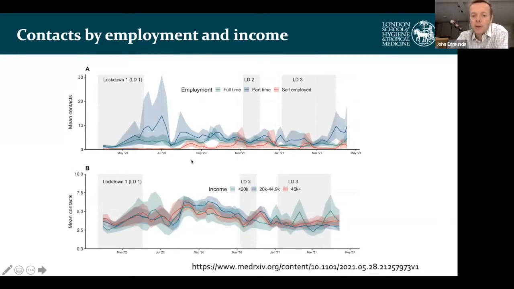This is also just looking at different working patterns. So the top panel is looking at individuals in part-time or full-time work and so on. And you can see that the people who are in part-time work, which is the blue, tend to make higher numbers of contacts than others in the community. And the bottom panel is looking at income levels, and they don't seem to be very well correlated with the overall numbers of contacts that people make.